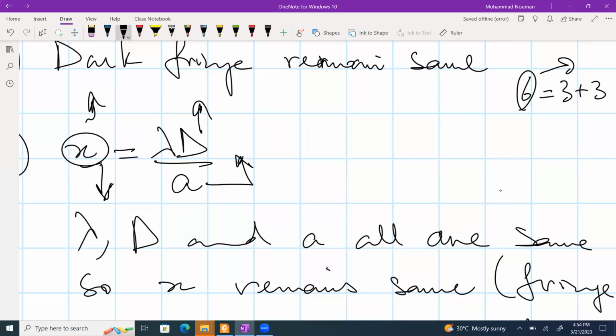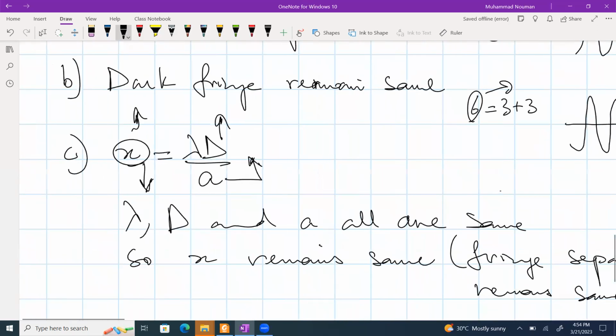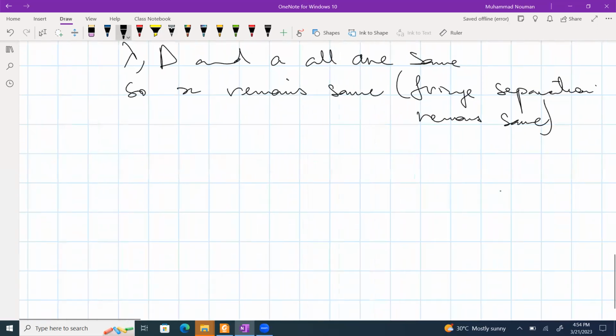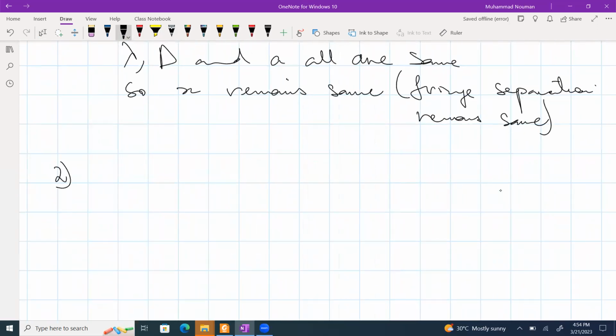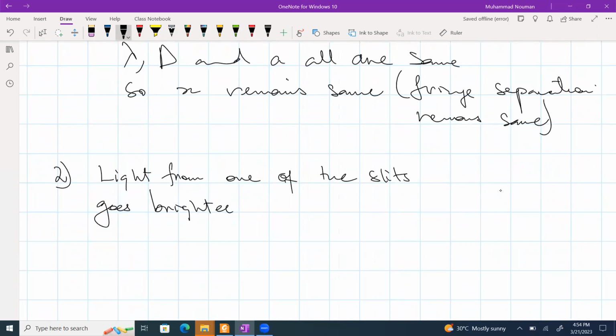Next thing, the most difficult thing they ask, for example, change number 2. What they do: light from one of these slits goes brighter. Now again, 3-mark question. We are supposed to discuss the appearance in the fringe pattern.